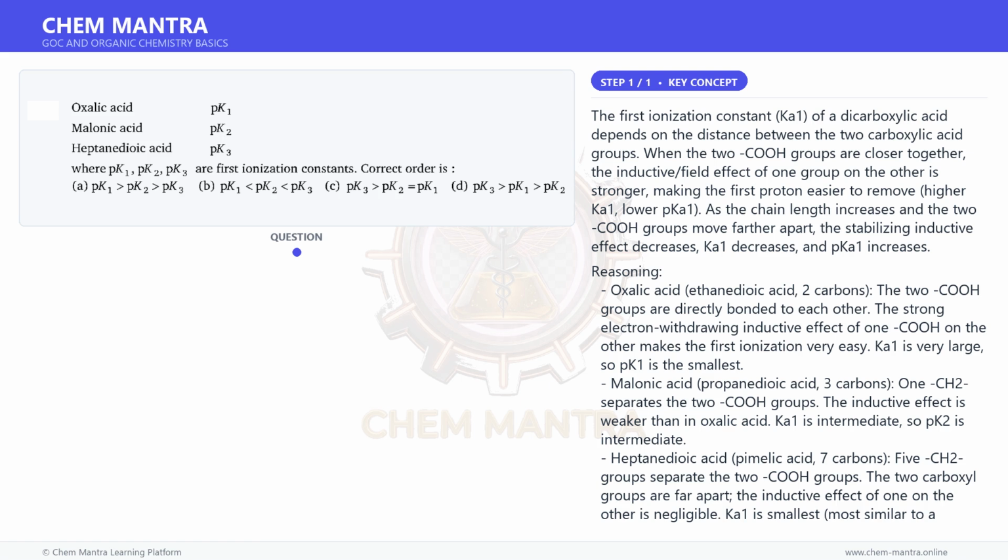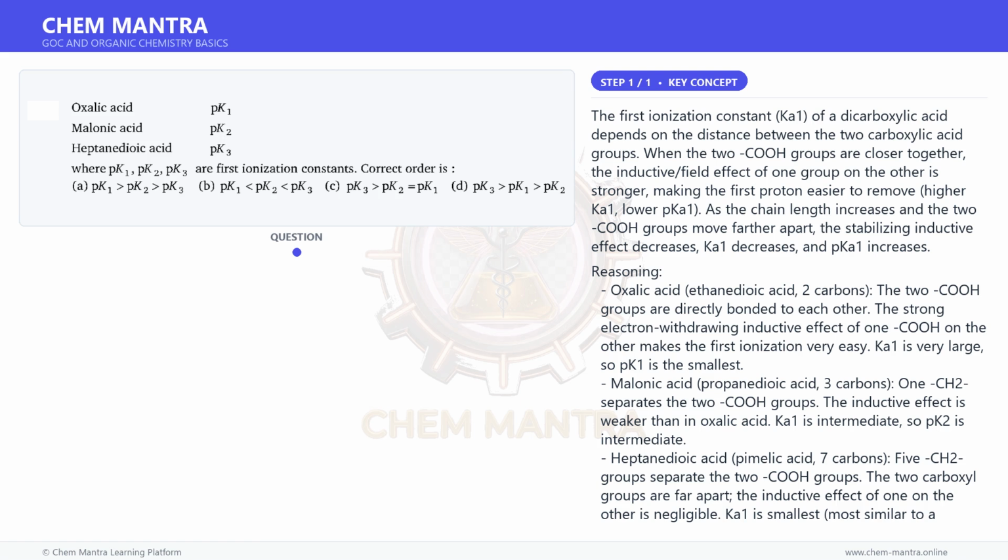Reasoning. Oxalic acid, ethanedioic acid, two carbons. The two COOH groups are directly bonded to each other. The strong electron-withdrawing inductive effect of one COOH on the other makes the first ionization very easy. Ka1 is very large, so pKa1 is the smallest.